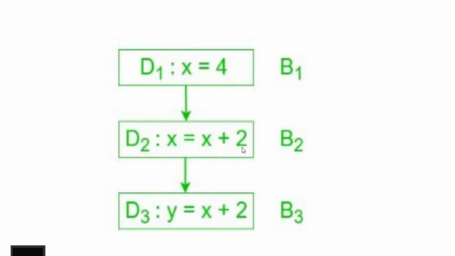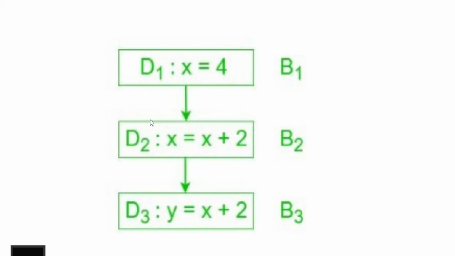Now what is the value of x? x is equal to 6. D1 is used in block B2. What is D1? x equal to 4 is D1. So that is used in B2, whereas after B2, what is the x value? 6. Whereas in D3, this x is used, and its value is 6. So 6 plus 2 equal to 8. So y contains 8. So D1 is a reaching definition for block B2, but it is not for block B3 because it is killed by D2.